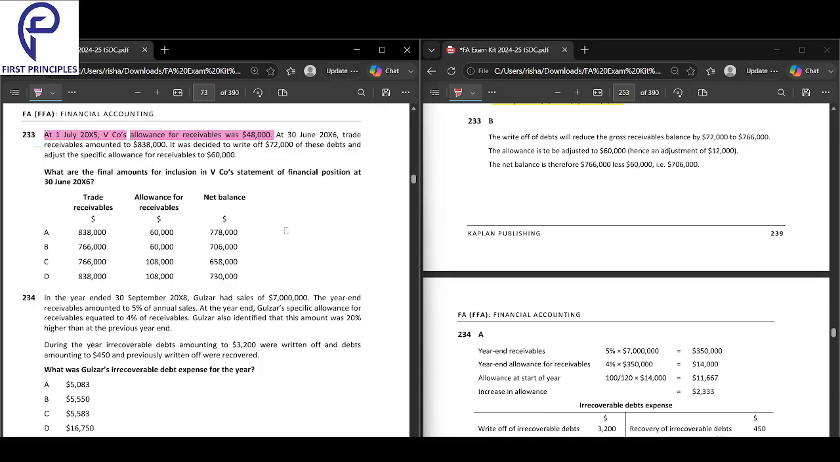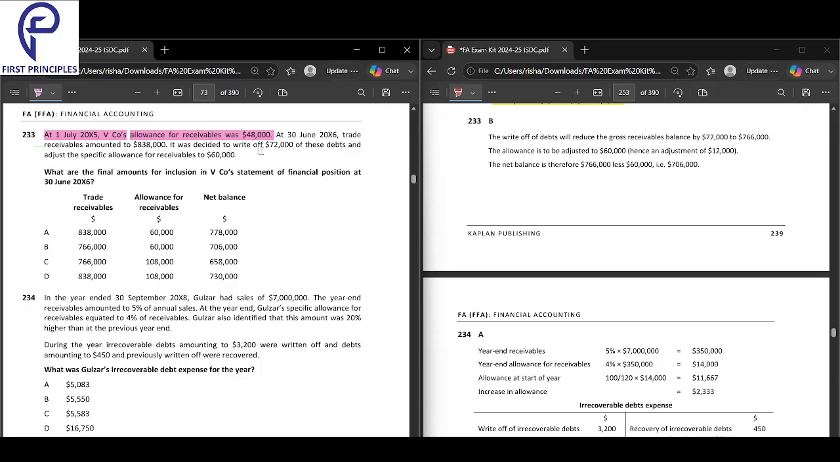On 1st July the allowance was 48,000. At 30th June, that is the end of the year, the receivables were 838. It was decided to write off 72,000.